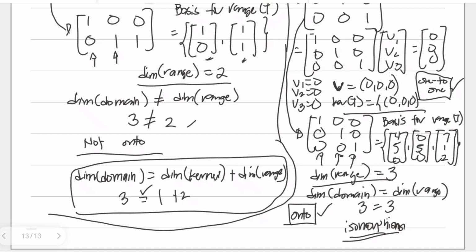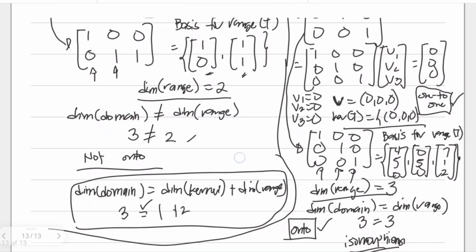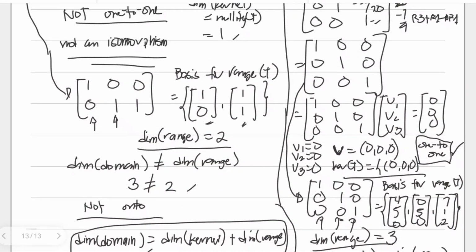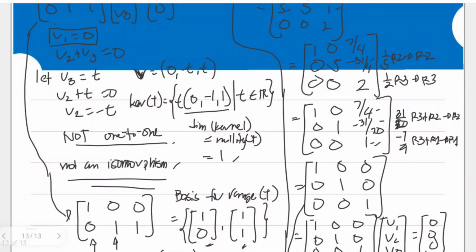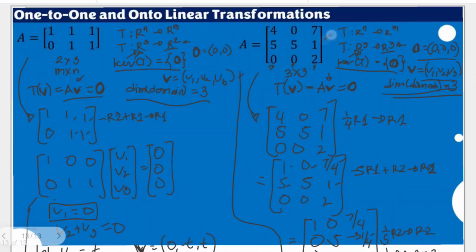So this is what separates it from the other two matrices earlier. They're not isomorphisms because they're neither one-to-one nor onto. But even if it's onto but not one-to-one, then it will not satisfy isomorphism. But our second matrix is both onto and one-to-one. In short, the linear transformation defined by this matrix is an isomorphism.